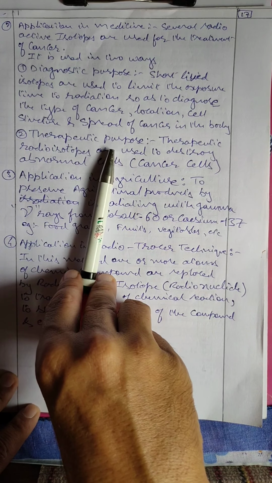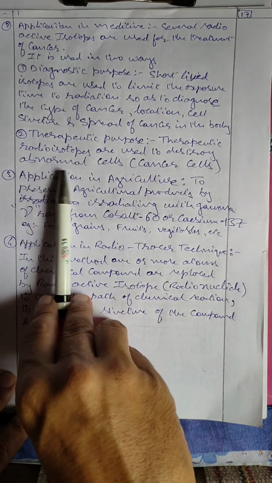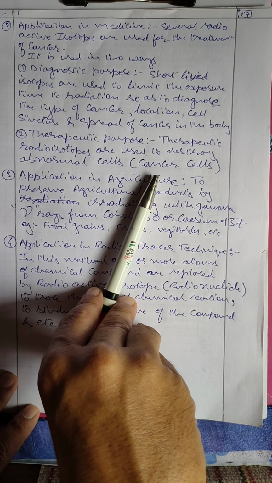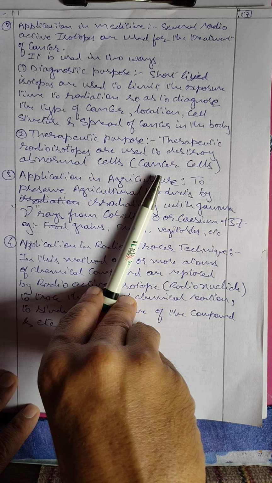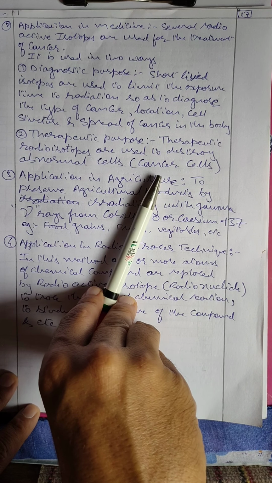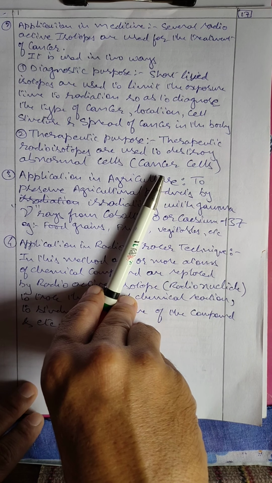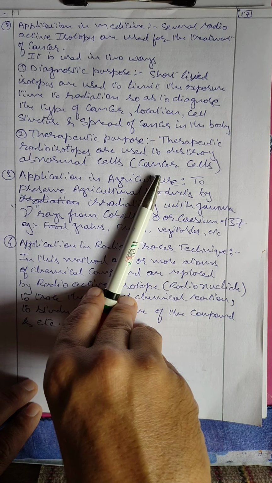Therapeutic, as the name suggests, is used to destroy the abnormal cells or cancer cells. So they pass this radioactive isotope radiation directly onto the cell, and this radiation kills the abnormal cells or cancer cells, which is called radiation therapy. And this is how it is used.